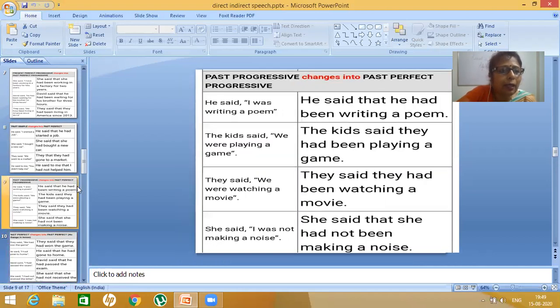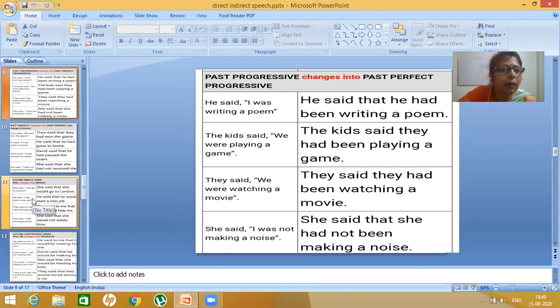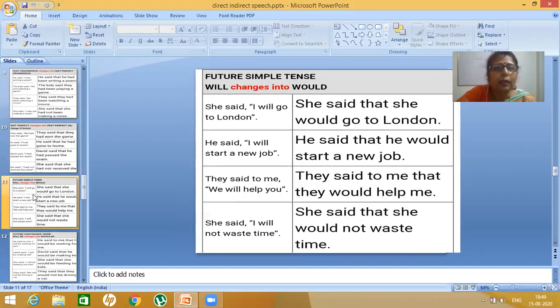Now, slide number 11. So we are done with the past forms. Now let us come to the future tense. Simple future tense: in the simple future tense, will changes to would.